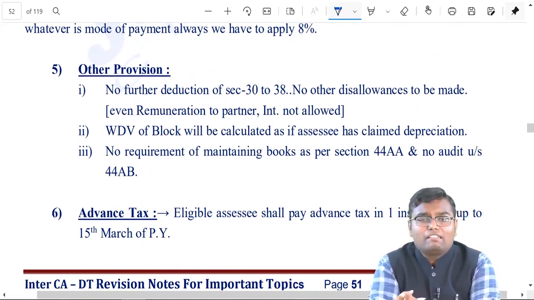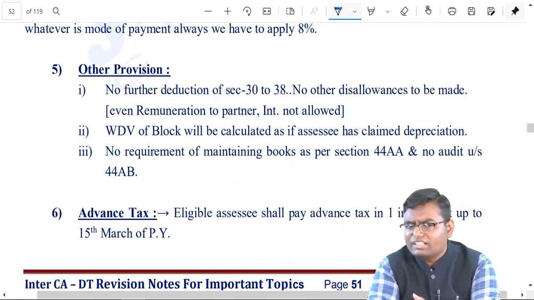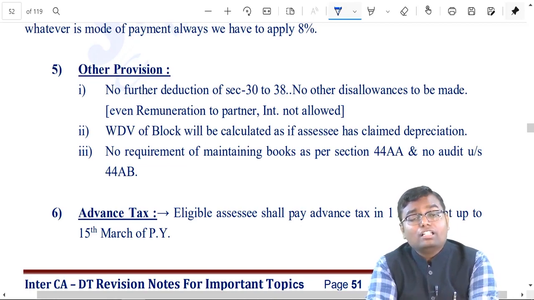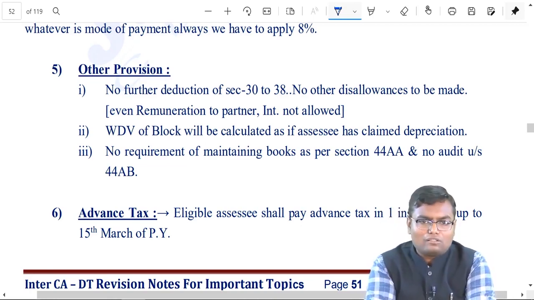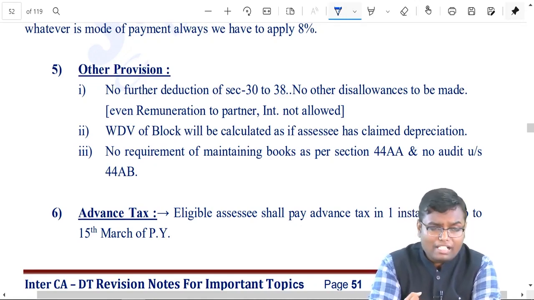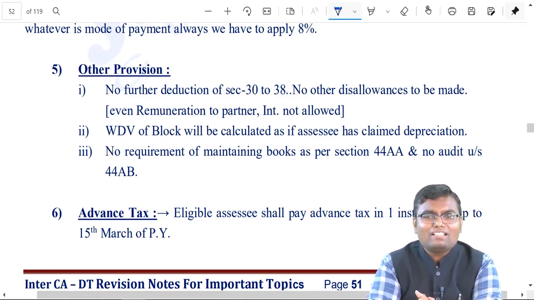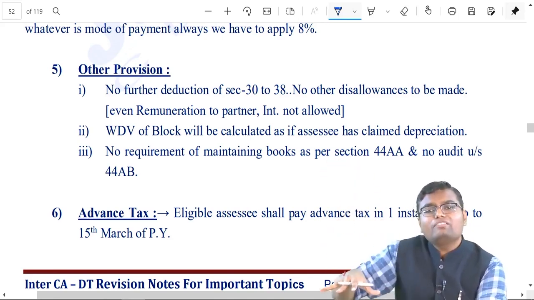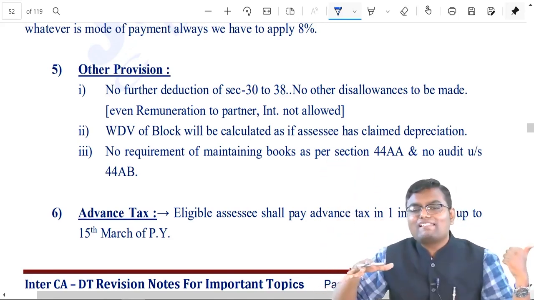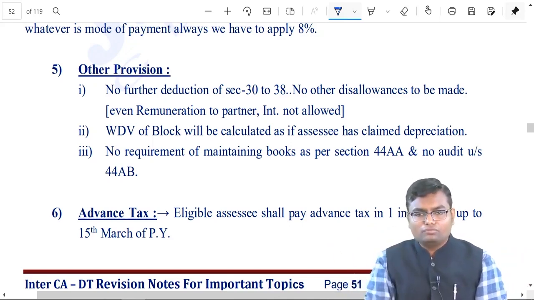Once you are claiming this presumptive section, from that you can't claim any other deduction, you can't claim remuneration or interest to partner further, and you can't have any disallowances also. Whatever this is, it will be the final PGBP income. You are not claiming depreciation also, but it is compulsory. Meaning it will be reduced from your block. You will not get deduction separately. So the WDV of the block will be calculated as if depreciation was allowed.